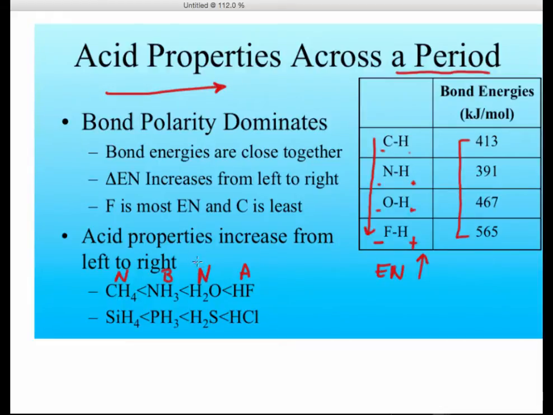This is neutral because it's in the middle. It can either be a base or it can be an acid. This is neutral not because it can form either one. It's not going to be amphoteric is what I'm getting at.